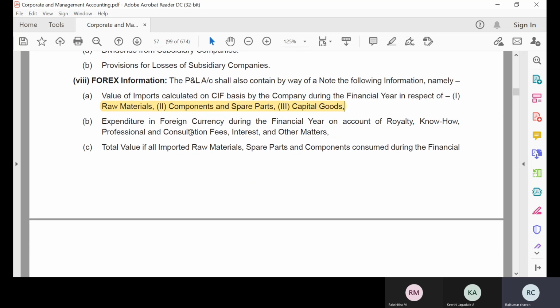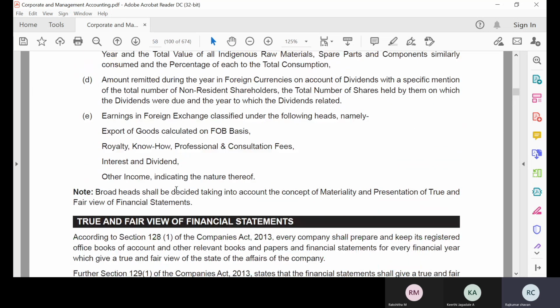Then expenditure in foreign currency during the financial year on account of royalty, know-how, professional and consultation fees, interest, and other matters. That also you need to record. If you have incurred any consulting expenditure in foreign currency, or if you have given consultancy to a foreign company, they must have paid money to you, or you must have incurred some money. Or you took consultancy from a foreign company. That forex expenditure you have to show here.